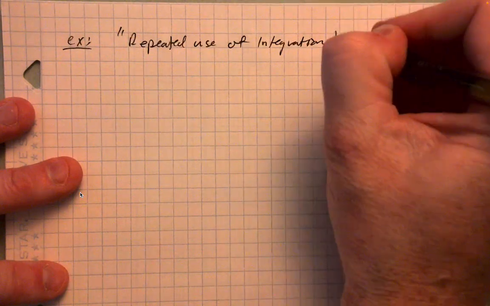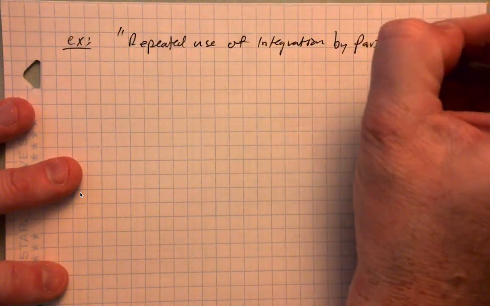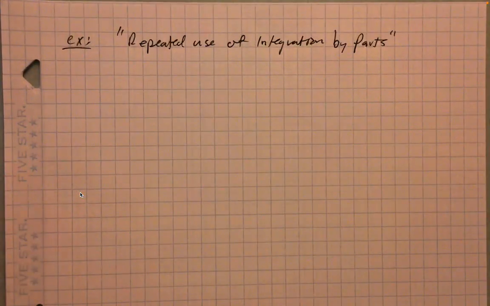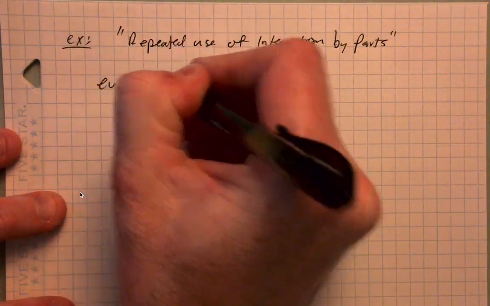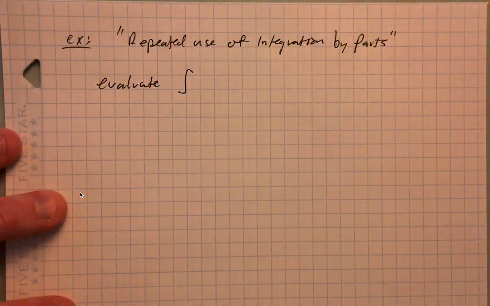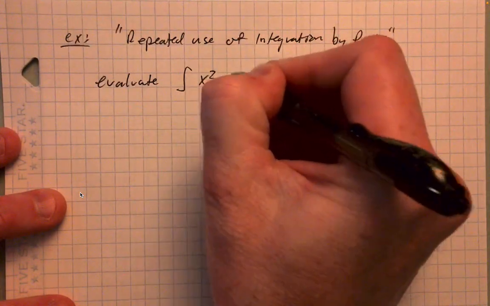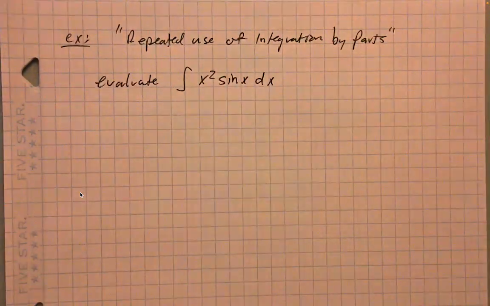And that can happen. In fact, it's pretty common. I know that when I was doing integration regularly, this would come up fairly often. So let's evaluate the integral of x squared sine of x dx.